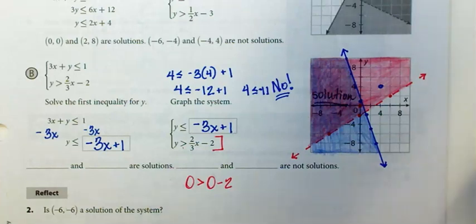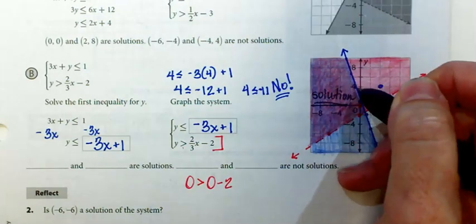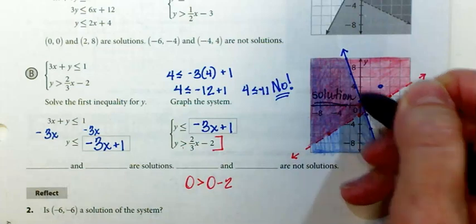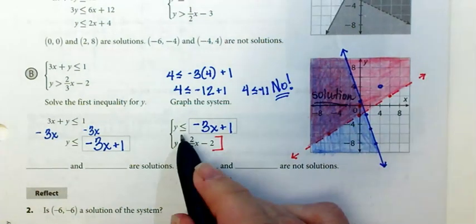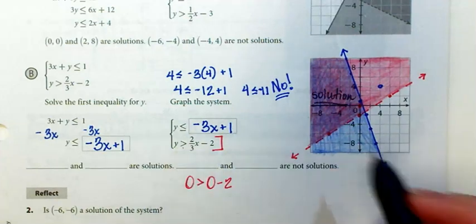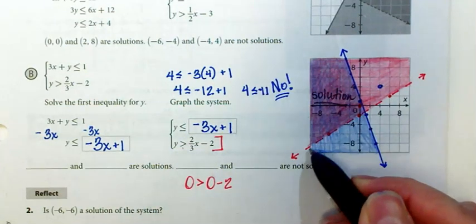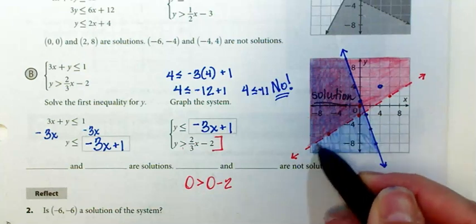Now, the solution could include points on this solid line in this little part right here, because remember, it's an or equal to, okay? But it wouldn't include points along this line because that's a dashed line.